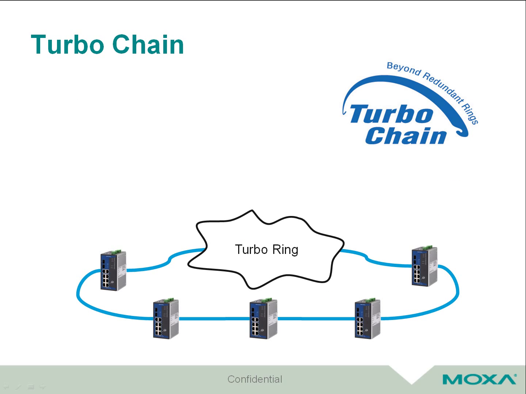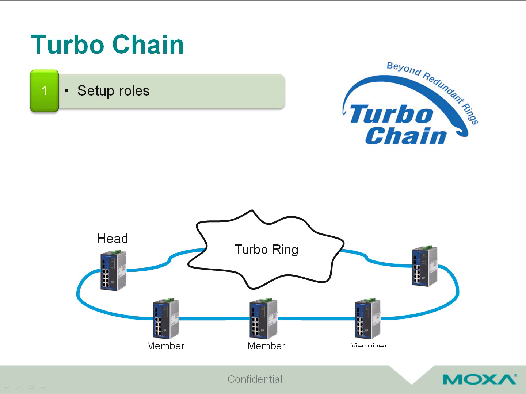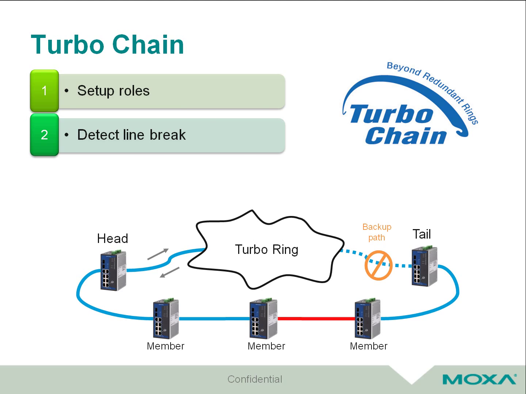Here is a turbo chain idea. We got three roles: head, member, and tail. These roles can be set via management interface, such as web console and CLI, or by dip switches. Tail will block its tail port and form a backup path to our backbone network. If a failure is detected, the backup path will be activated.